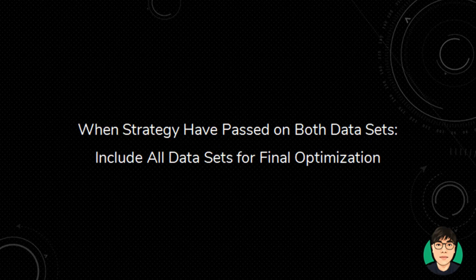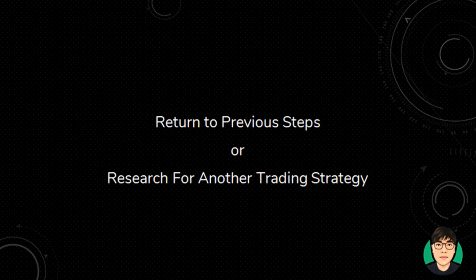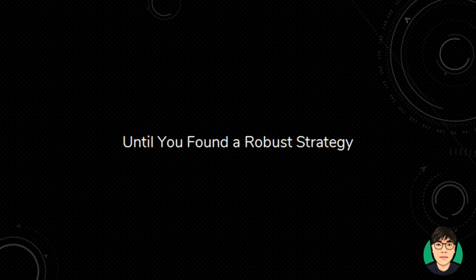dataset. When you think the strategy performance has passed both the backtest and forward test datasets, you can then include the forward test dataset for further optimization to ensure it is more relevant to today's market. However, if the model performs poorly on the forward test dataset, it could be a sign that your strategy is not robust, and you should return to previous steps or research for other trading strategies until you've found a strategy that performs well in both sets of data.